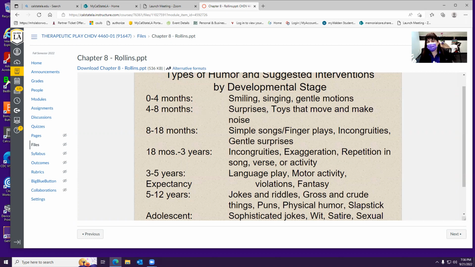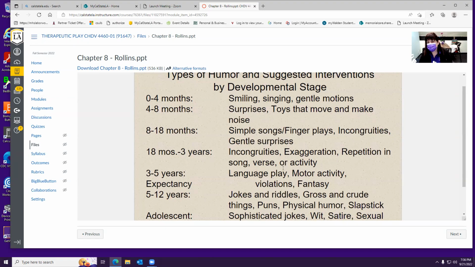4 to 8 months, surprises are joyful, toys that move and make noise. 8 to 18 months is simple songs, finger plays, incongruities, gentle surprises. 18 months to 3 years, again, those incongruities, exaggeration, repetition in song, verse, like wheels on the bus go round and round, or activities.